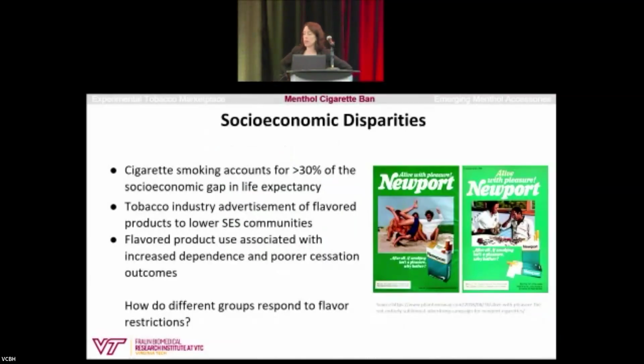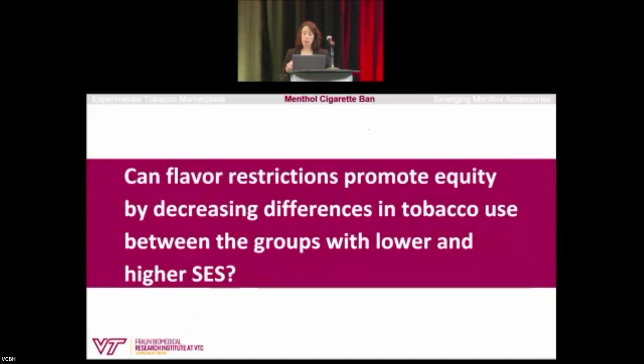We know that the tobacco industry has historically targeted lower SES communities with advertisements for flavored products. And we also know that flavored products are associated with increased dependence and poor cessation outcomes, as I just mentioned. So one of the most important questions we wanted to answer was, can flavor restrictions actually promote health equity by reducing differences in tobacco use between lower and higher socioeconomic groups?